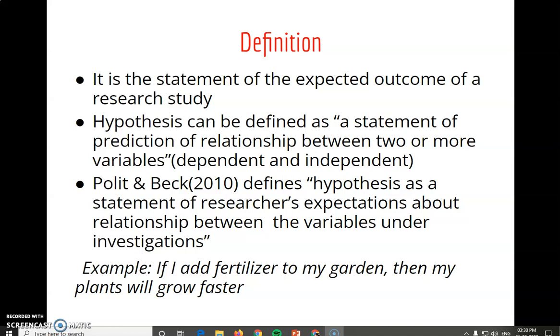So Pollitt says it as a researcher's expectation, and the other definition says it's the researcher's prediction of relationship. So this is a simple example of hypothesis: if I add fertilizer to my garden, then my plants will grow faster. So this is the person's prediction that if you add fertilizer, the plants will grow faster.